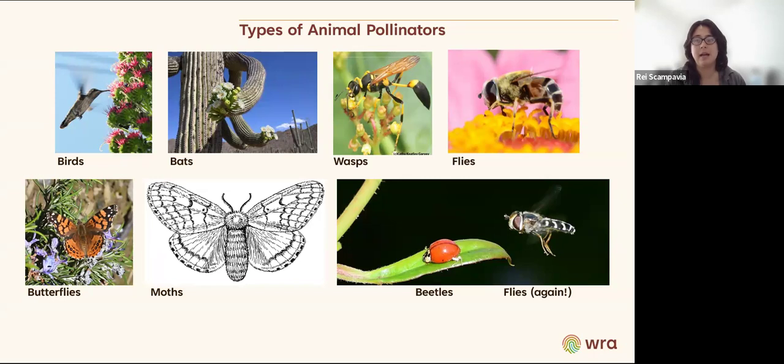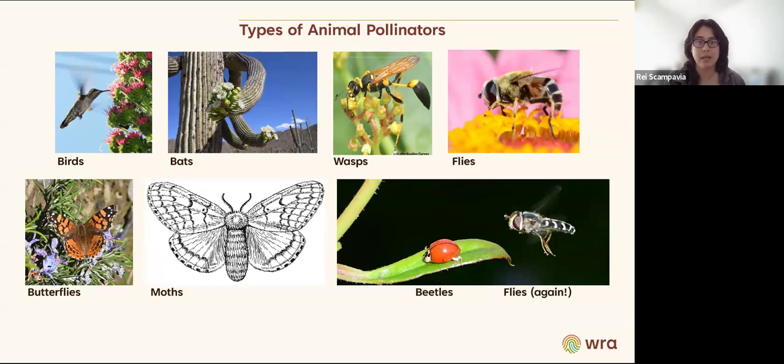And in many cases, flower traits such as size, shape, color, and time of day that the flower opens can indicate what type of animal pollinates it, because they've co-evolved these relationships with their animal pollinators.